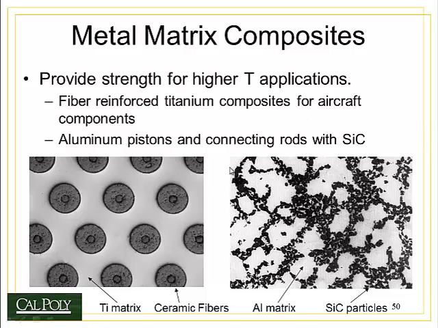There are also metal matrix composites. Metal matrix such as titanium matrix with ceramic fibers that run through the entire length of the titanium component, and also aluminum, the white material over here in the right picture, with chunks of silicon carbide for reinforcement. The fiber reinforced titanium composites are used for aircraft components because they provide very high strength at high temperatures. The aluminum with silicon carbide is used for aluminum pistons and connecting rods in car engines.